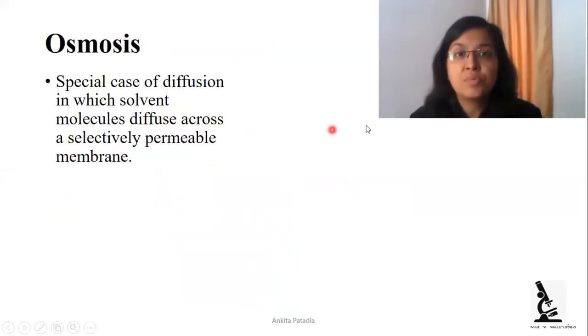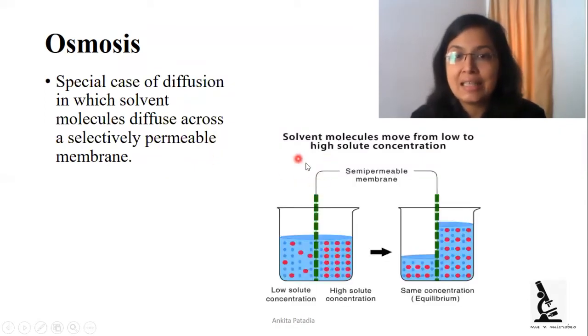Now third is osmosis, a special case of diffusion in which solvent molecules diffuse across a semi-permeable membrane. In passive diffusion and facilitated diffusion, solute molecules move via the permeable membrane, while in osmosis, solvent molecules move via the permeable membrane. In the picture, we can see that solvent molecules move from low solute concentration to high solute concentration, meaning from high solvent concentration to low solvent concentration.